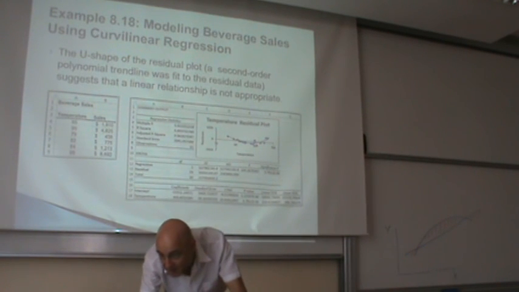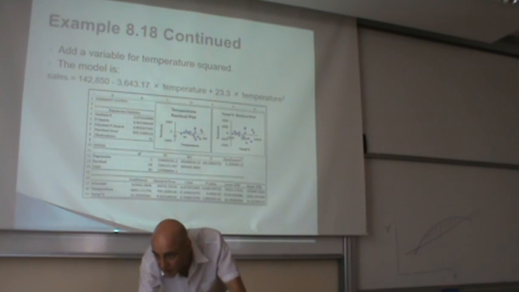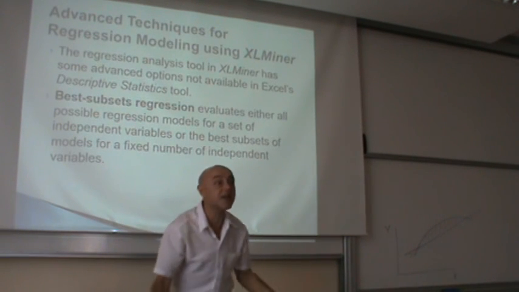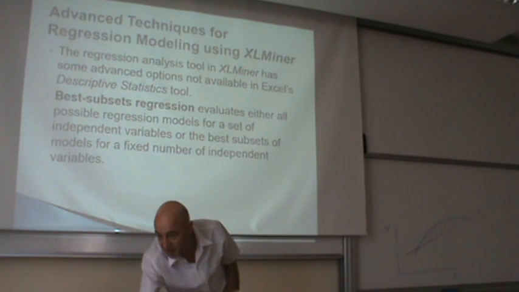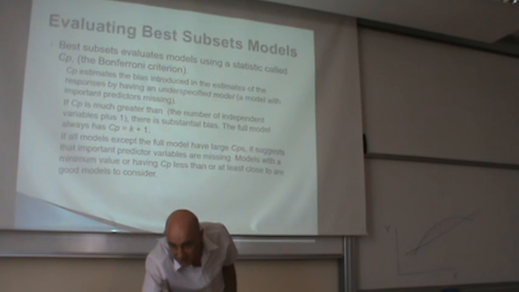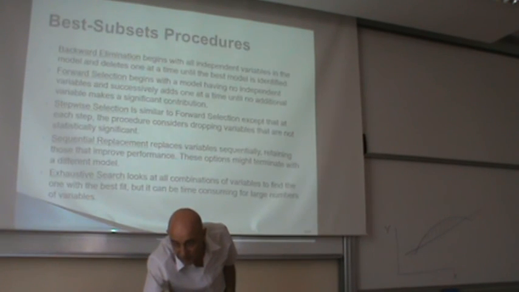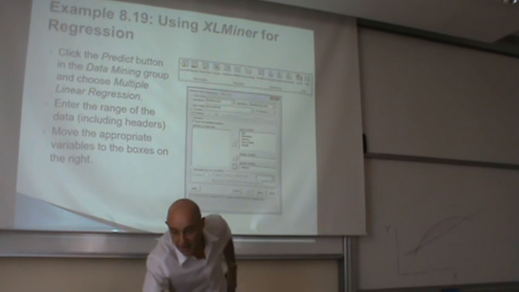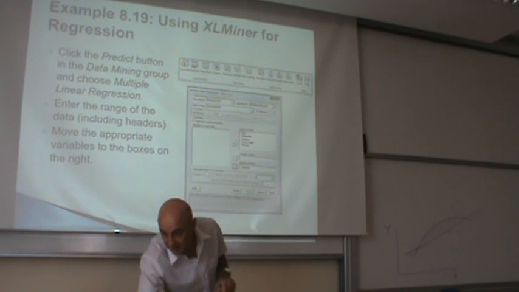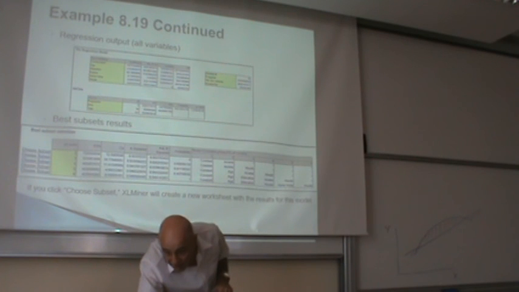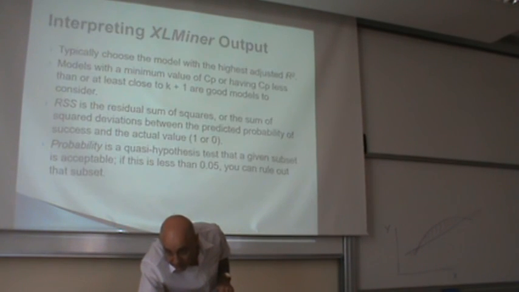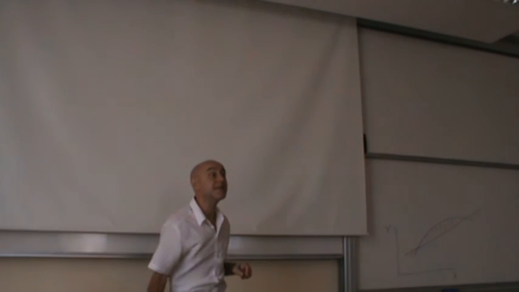Let's see what else I got, because I'm very close to finishing. Advanced techniques. Okay, well, that's the good news. We don't need to do the advanced techniques in here. Okay, best subset statistics. We don't need that one. Best subsets. Okay, Excel Miner. We don't need the Excel Miner. Okay. Continue. Okay, we don't need the output navigator. Continue. Interpreting. And that's it. All right, thank you.